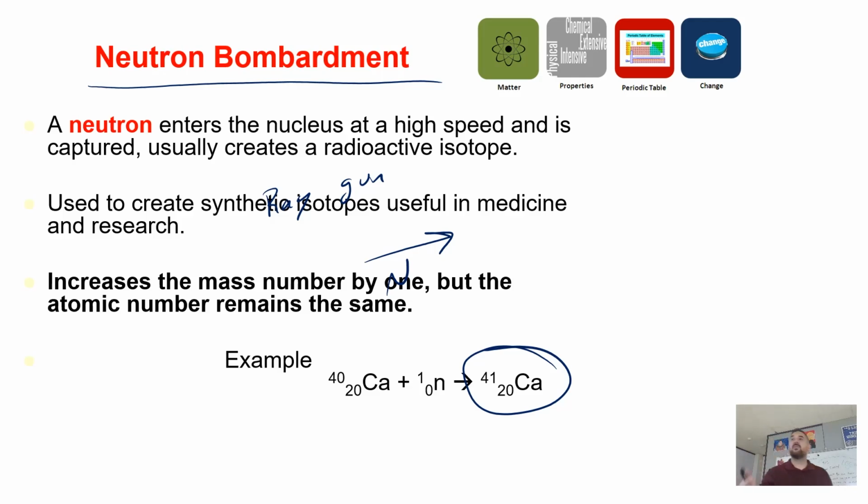We bombarded them with neutrons. So that's how we created the neptunium and all these elements past 92 on the periodic table. So neutron bombardment, that's how we make new isotopes. Next one is electron capture.